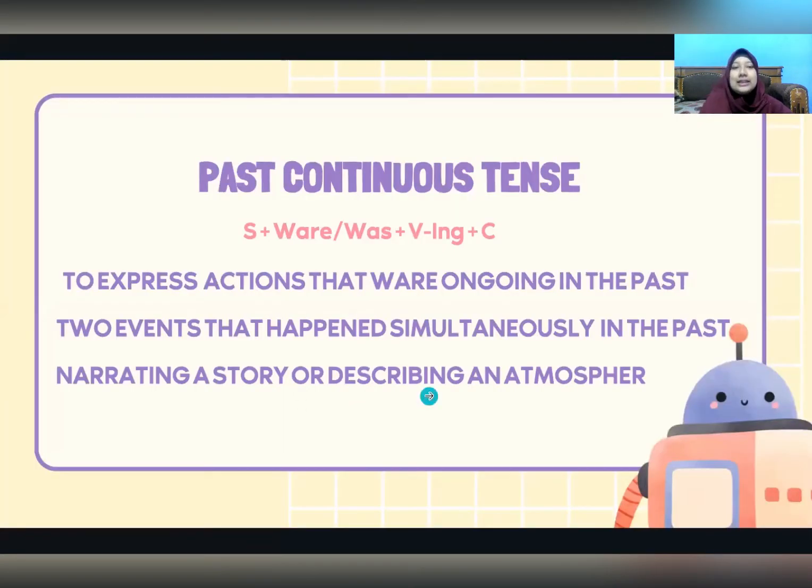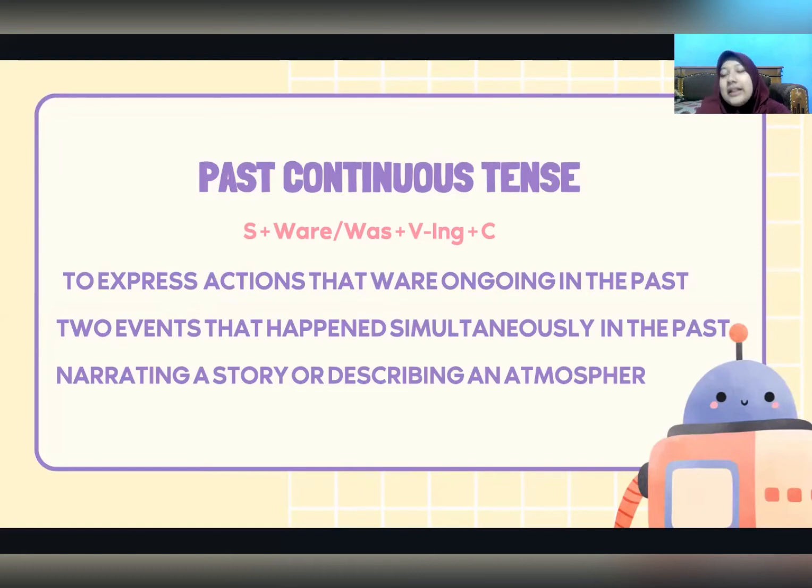The next tense is past continuous tense. What is the function of the past continuous tense? The past continuous tense is used to express an action that was ongoing in the past, second, to express events that happened simultaneously in the past, and the last is narrating a story or describing an atmosphere.